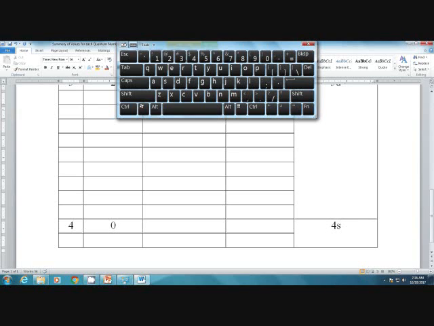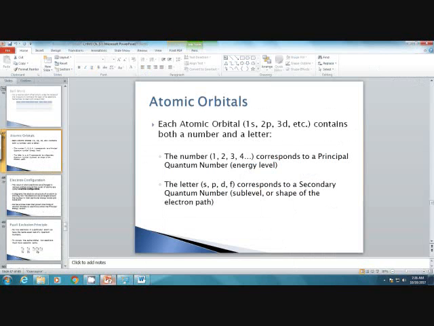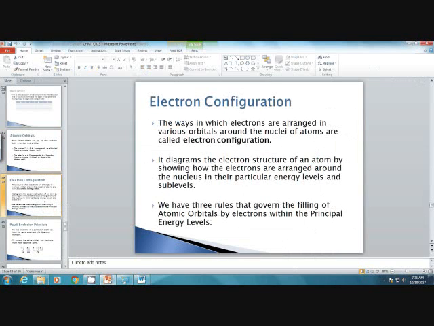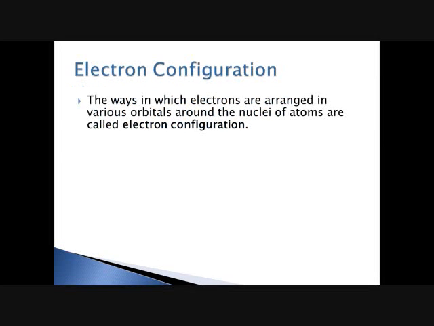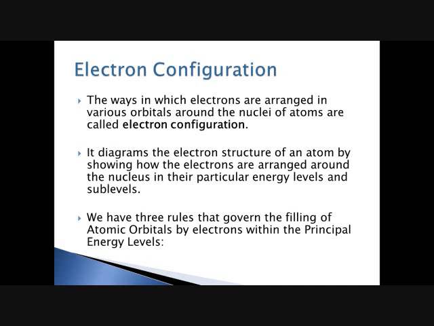Now we're going to use those names of orbitals with our arrows from up and down in the S spin quantum number section right here. That is going to allow us to do what's called orbital notation with electron configuration. Electron configuration tells us the ways that electrons are arranged around the nucleus. It's a very broad term. It diagrams the electron structure of an atom by showing how the electrons are arranged around the nucleus in their energy levels and in their sublevels, so the shape that the electrons are traveling in.